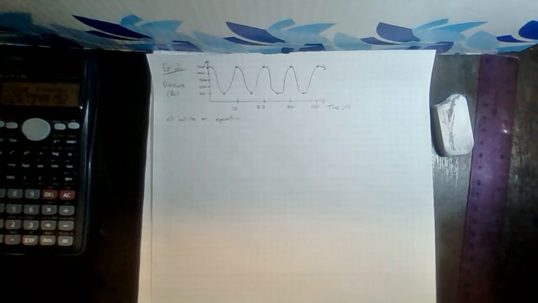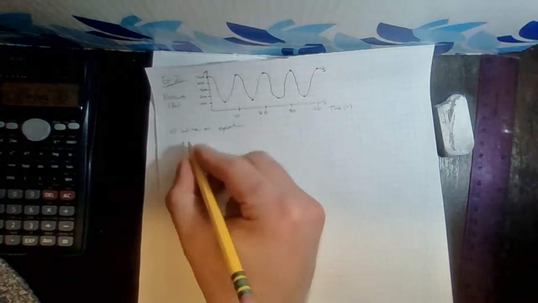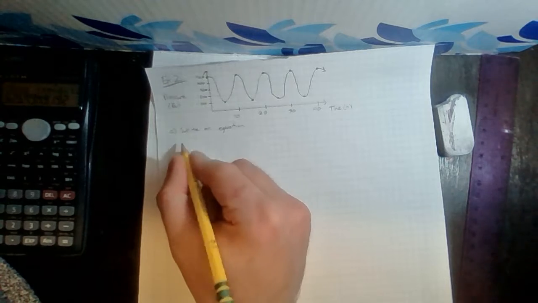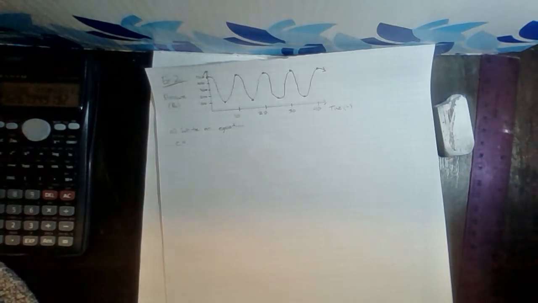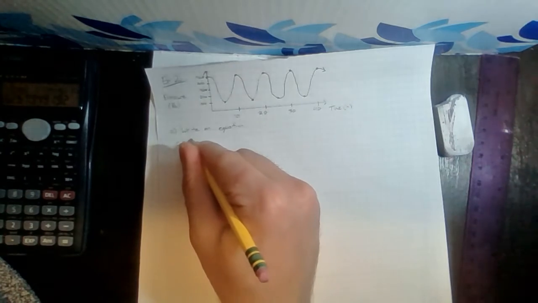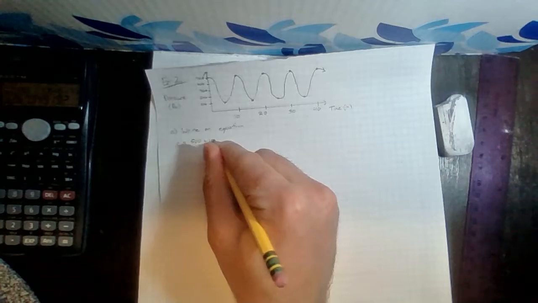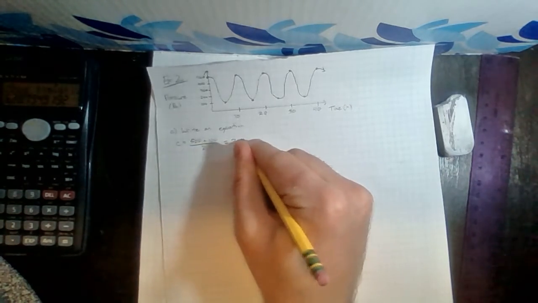Just like we've been doing before, we're going to come up with the coefficients for this equation. So our C value is our max 500 plus our min 100 over 2. 600 over 2 is 300.